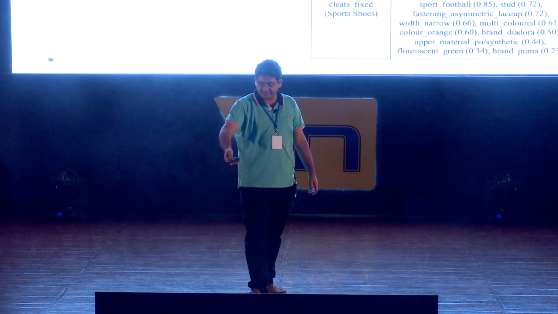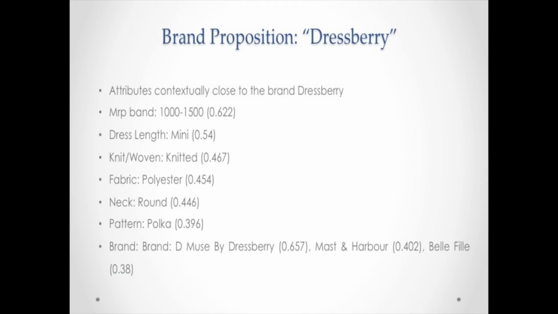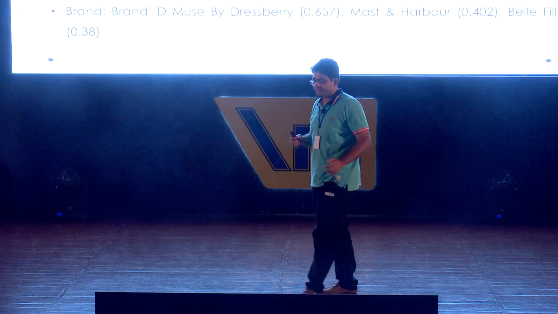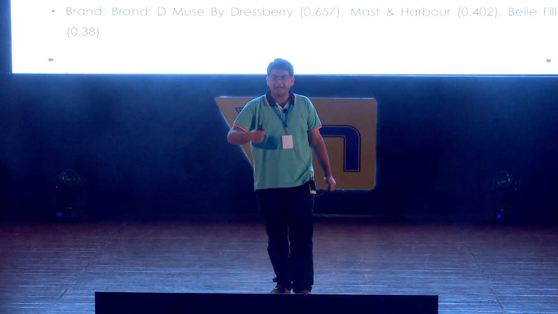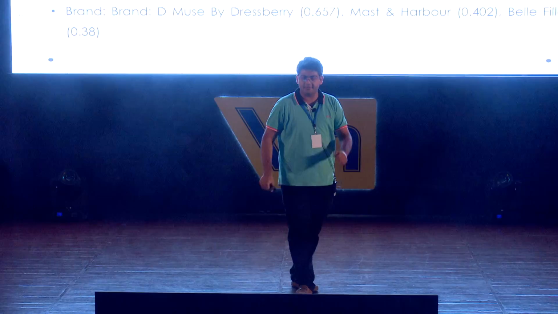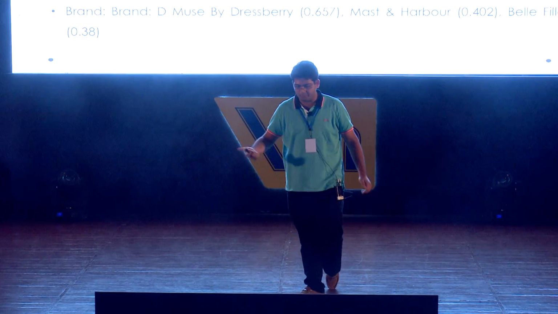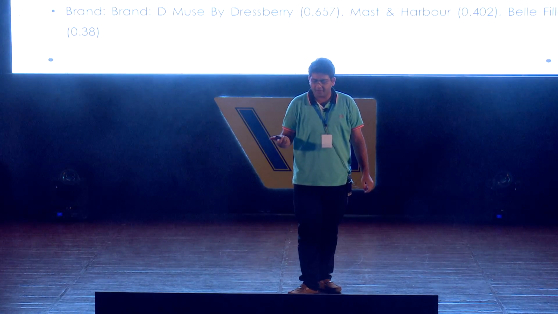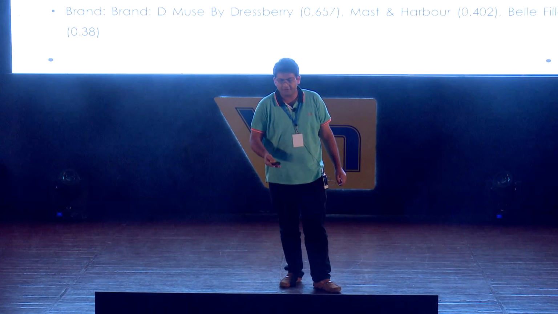And maybe cleats fixed. In the last example, you see color orange and fluorescent green to be quite close to cleats fixed. So this sort of tells, for instance, if I want to tell what a brand stands for, right? So you can use that. For instance, we have our own brand, Raspberry. So what does it stand for? Now, if I try to find the attributes which are quite similar to brand Raspberry, I would essentially find things like it's mostly in the range of 1,000 to 1,500, and it mostly makes polka dresses and stuff. So that's how you can find what a particular brand essentially stands for.